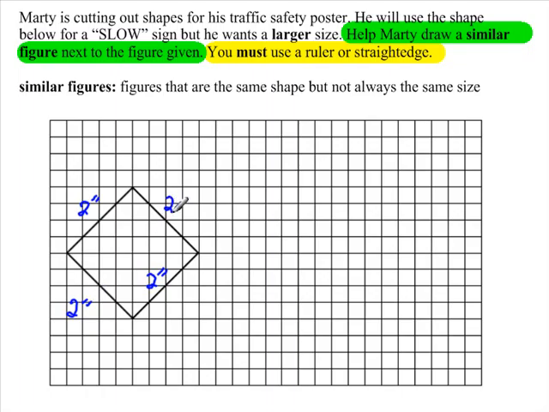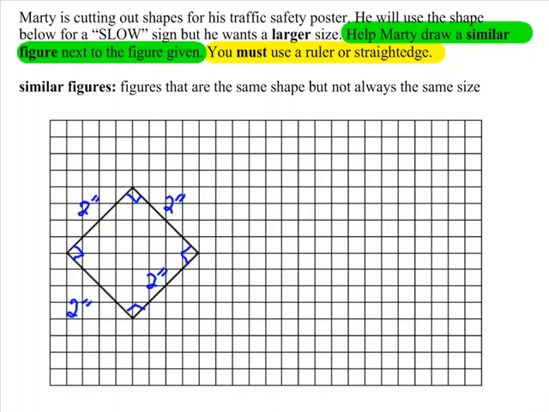looks like a square here. I think you would agree that these angles here look like right angles. I'm going to put this mark in each corner. That means these are right angles. So now we're to use this area over here to make a larger, similar figure.